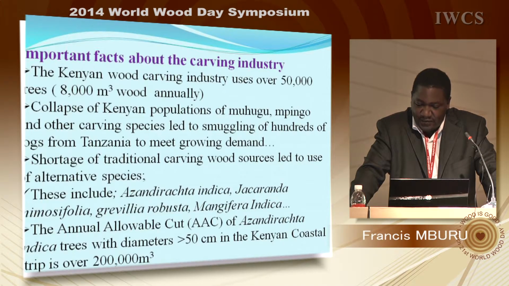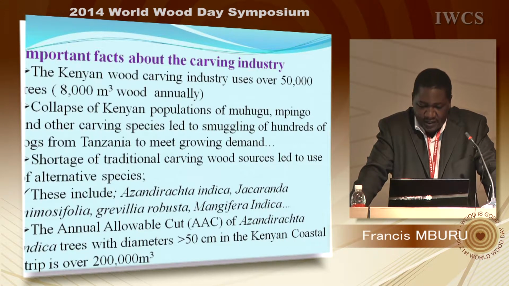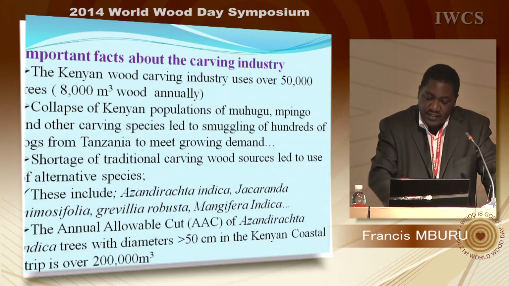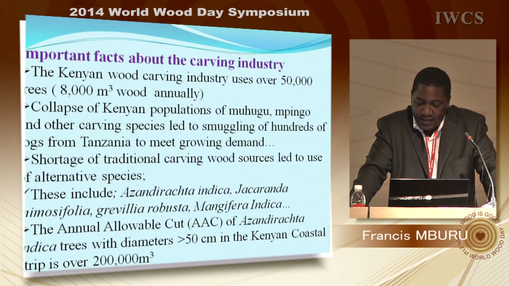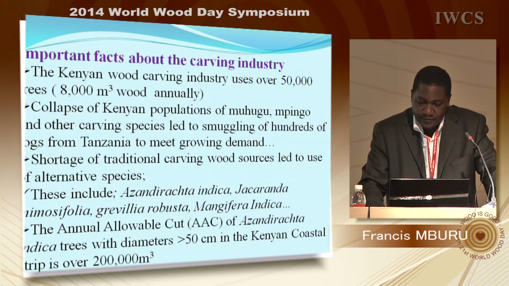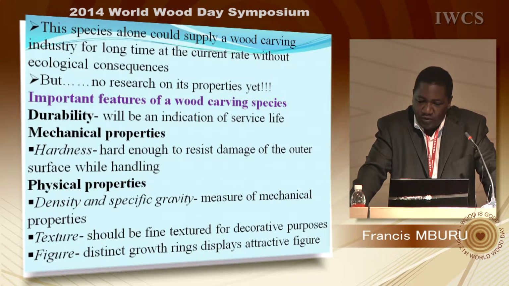The annual allowable cut, for example of Azadirachta indica trees with more than 50 centimeters diameter in Kenya, is over 200,000 cubic meters. So that confirms that we have a lot of this Azadirachta indica, and currently not much of it is being utilized. These species alone could supply the wood carving industry for a long time at the current rate without ecological consequences. But we don't have any research yet on the properties and other effects.